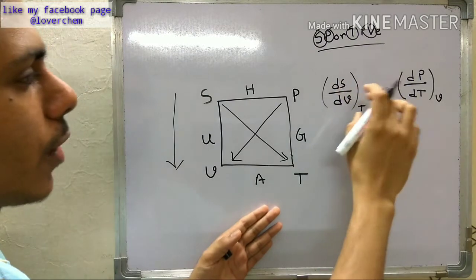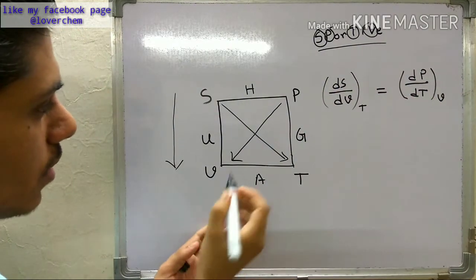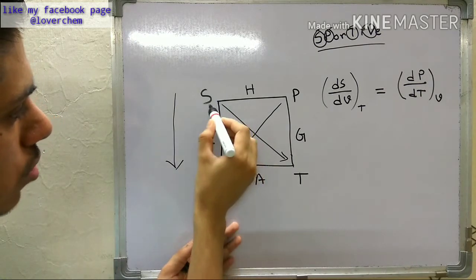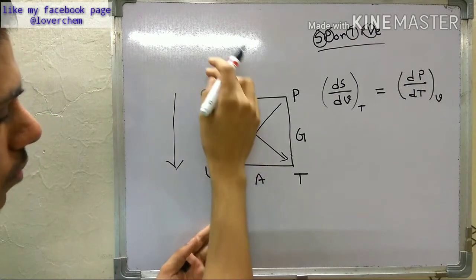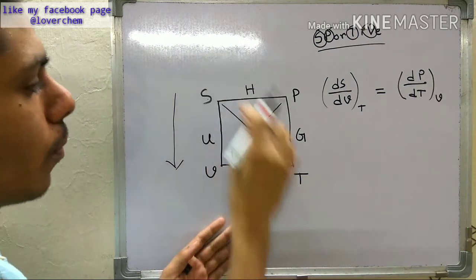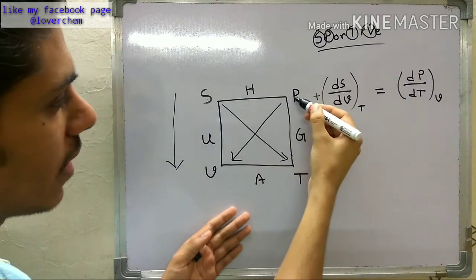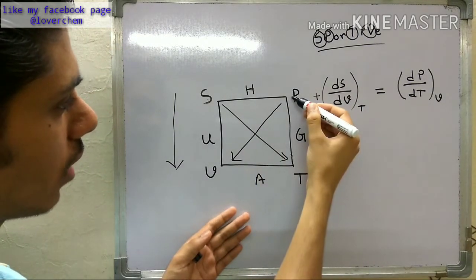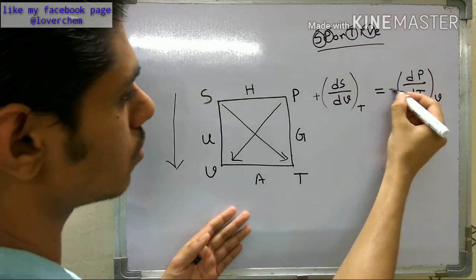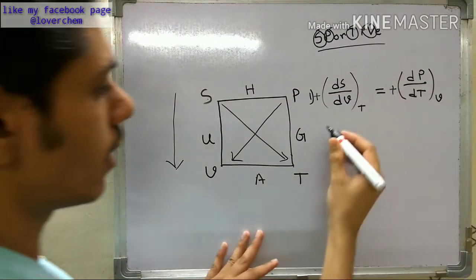Okay, now you have to determine what will be the sign of these two derivatives. You can see in both cases the arrow is from S to T, and we are also coming from S to V. So we are coming from top to bottom, and the arrow is also from top to bottom, so here it will be positive. Same case for this one: we are coming from top to bottom, and the arrow is also from top to bottom, so it will also be positive. So this is relationship number 1.